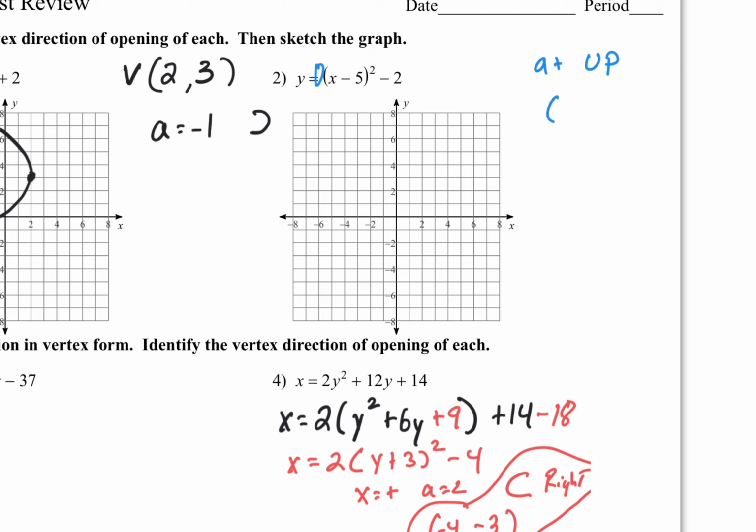The vertex of it, remember, if it's inside parentheses, it's the opposite of what you see. If it's outside of the parentheses, it's what you see. So it's x minus 5, so our x value is going to be 5. Our y value is going to be negative 2. So we put a dot at 5, negative 2. It goes in the upward direction. You color it in, make it look pretty, and you're done. And that's 2 points on your test, just for being able to do that.